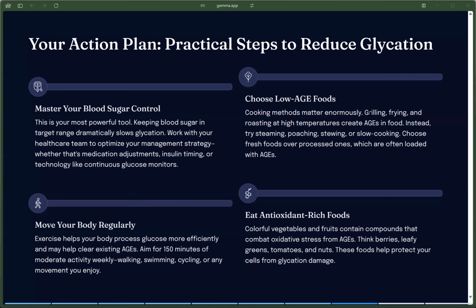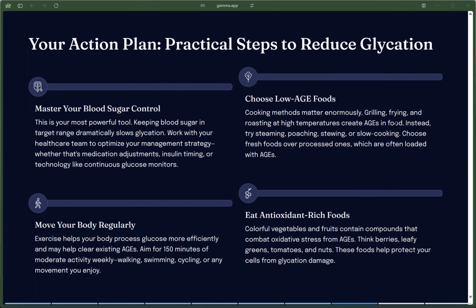Second important thing is choose low AGE foods. So that means try not to grill it until it becomes black. Try not to fry it, okay? Try not to roast things at high temperature, because that is like adding AGE food internally. Already your body is doing glycation, and on top of that you are eating glycated food, so this will be a double load. On top of that you are not drinking water, not exercising. So we don't want to trouble our body from all four sides, left, right, and center.